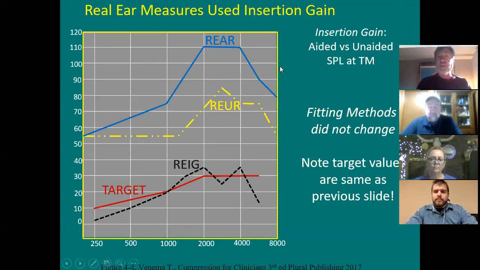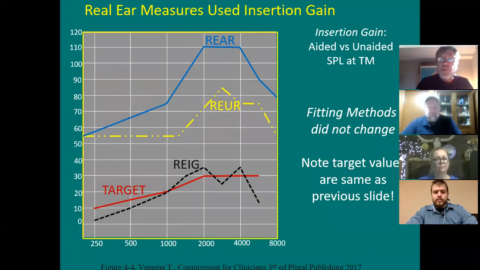Okay? So insertion gain, aided versus unaided SPL at the TM. Functional gain, the difference between aided and unaided hearing thresholds. Insertion gain, aided versus unaided SPL at the TM. Okay, so the numbers are the same. The numbers you want are exactly the same. Then remember, the targets didn't change. So the target for any one particular method, based on NAL, the target for any other particular method, based on Pogo, whatever it is, those didn't change, just your method of measurement changed.